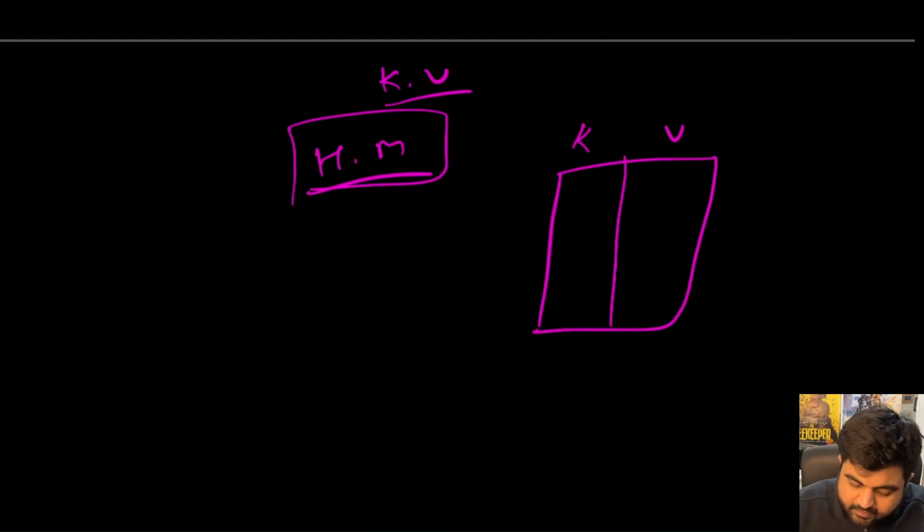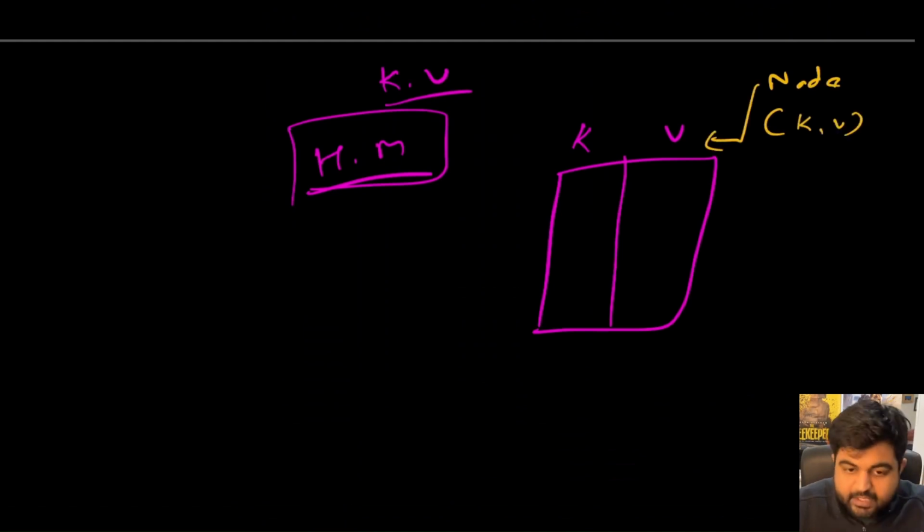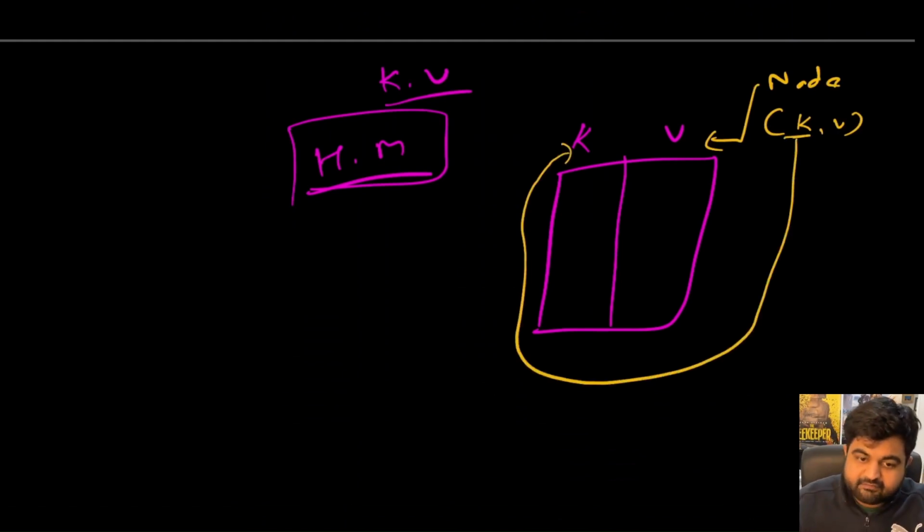Now the thing is, in the HashMap, the typical structure is that we have a key and an associated value. In this case, the node we are trying to store is structured as a key value pair in itself, and this is going to be the value, and the key is going to be the same key that we are given inside the node.